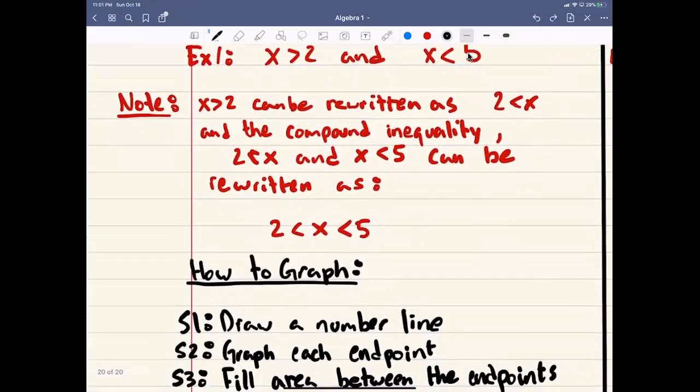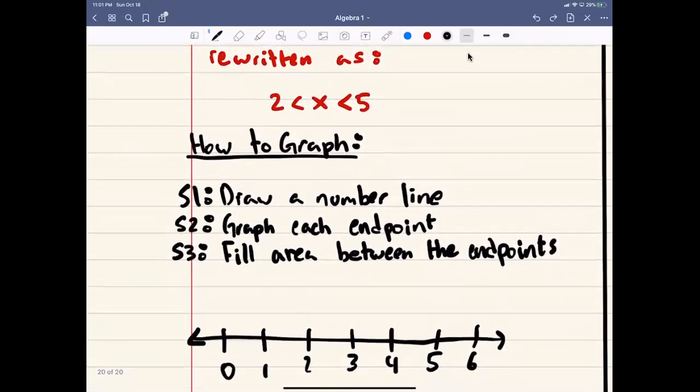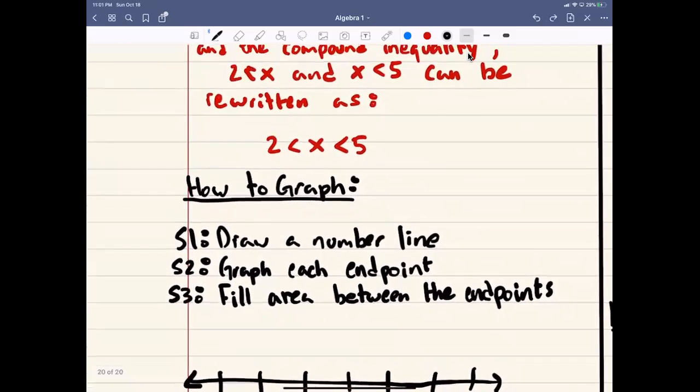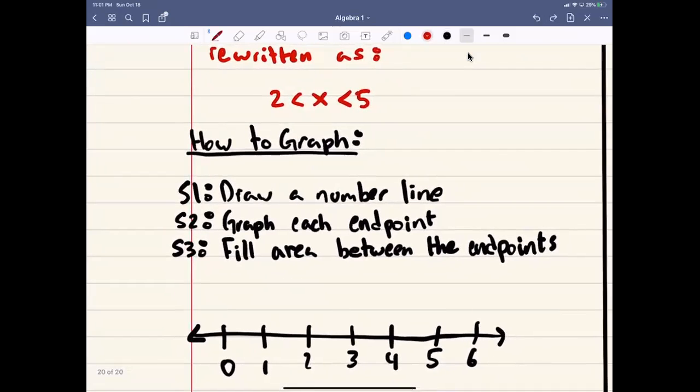So how do you graph them? Basically, draw a number line, graph each endpoint, and fill the area between the endpoints, right? So we're going to be graphing this inequality here. And remember, it was written as x is greater than 2 and x is less than 5, right? So remember, this is going to be open. So we're going to find our 2, and that's going to be open. And we're going to find our 5, and that's also going to be open.